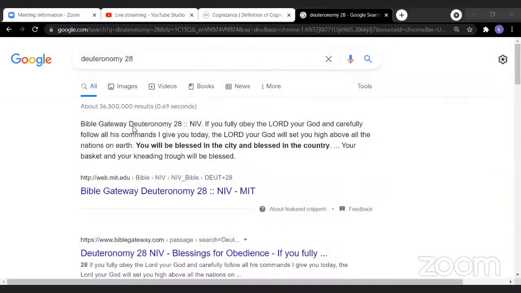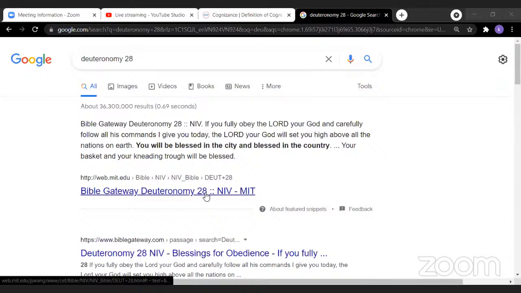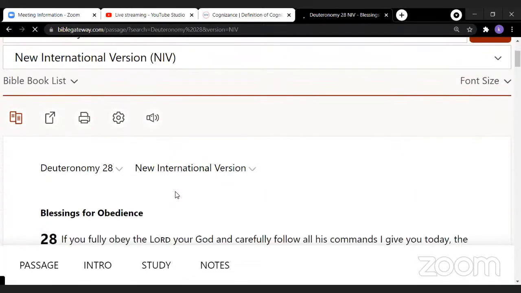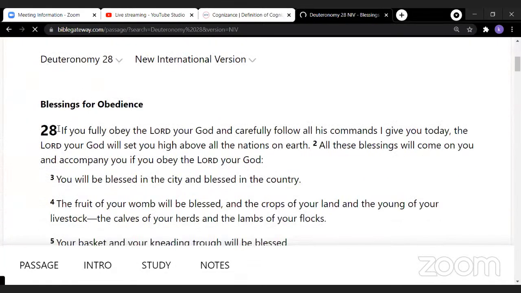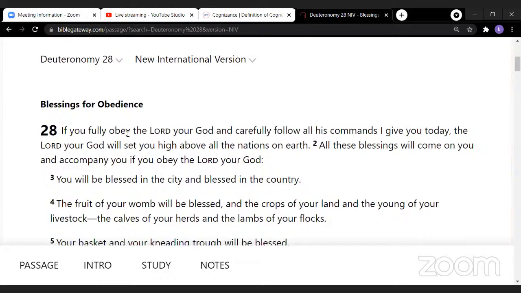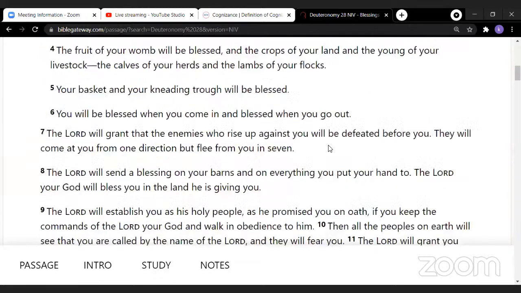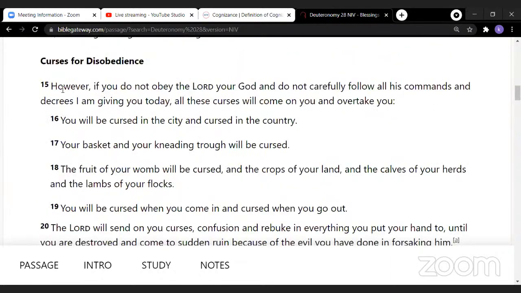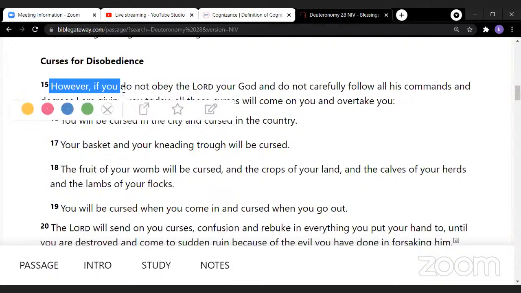So in answer to your question, or to your statement, let's look at Deuteronomy chapter 28 and then chapter 30. See, it's a personal choice, right? So this is the terms of the contract, Deuteronomy 28. See, if you fully obey, that means you have a choice, right? Verse 15, the curses. However, if you, see, they have a choice.